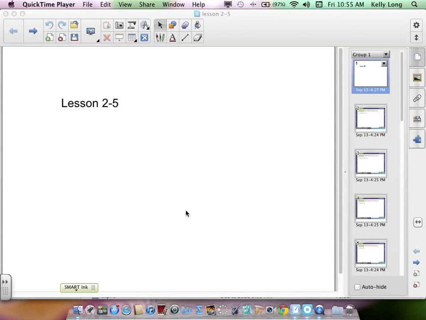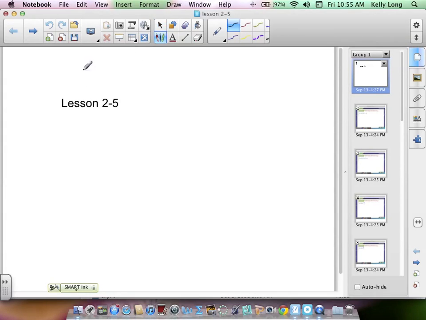All right, this is your notes for lesson 2-5 on dividing integers. So get your foldable out. Again, under the dividing flap, write these rules. It's the exact same rules for addition. It's no different. Multiplication and division have the exact same rules.